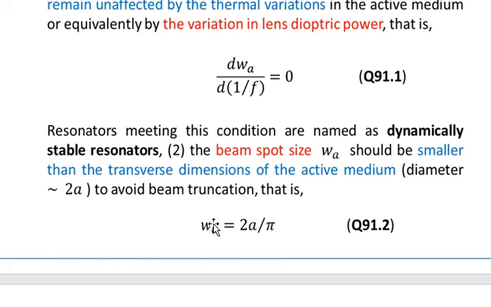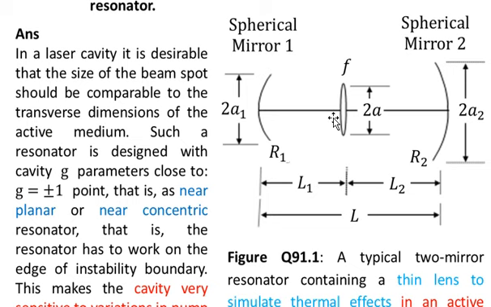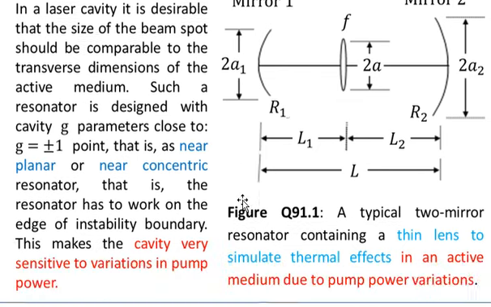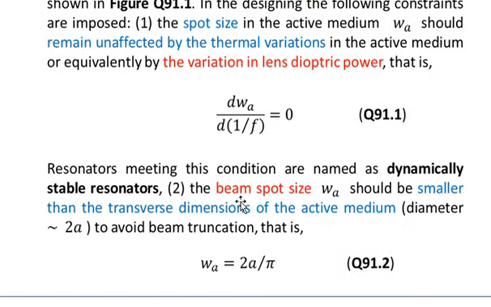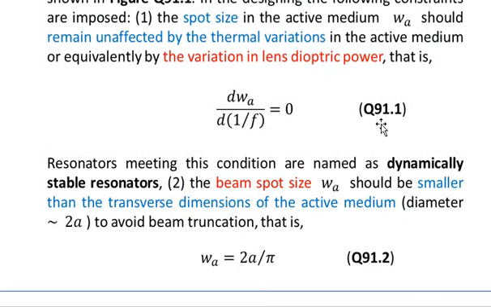So this is our laser spot WA, which is related to the transverse dimensions of the active medium by the relationship that WA is equal to A over pi. And you see that 2A is what we have also shown as the dimension of this lens, because this lens has the dimension of the diameter of the active medium rod. So we have obtained conditions number 1 and 2.